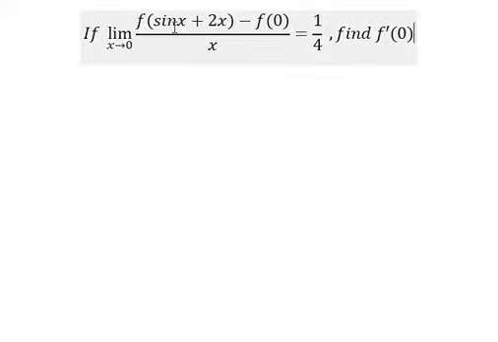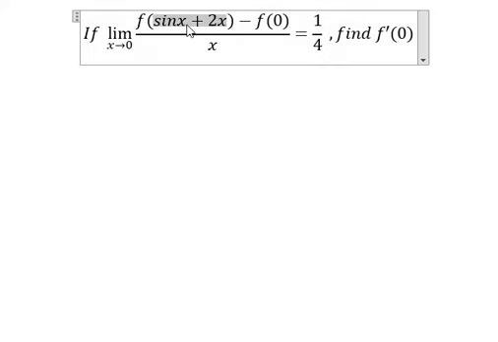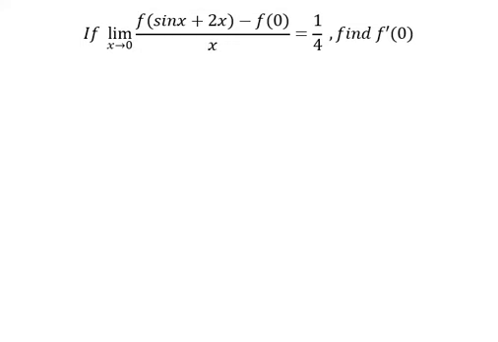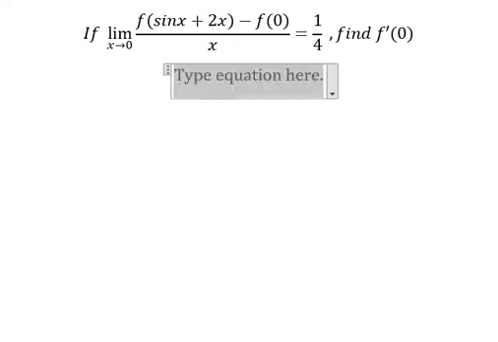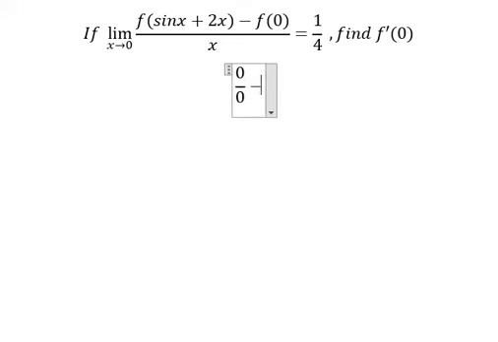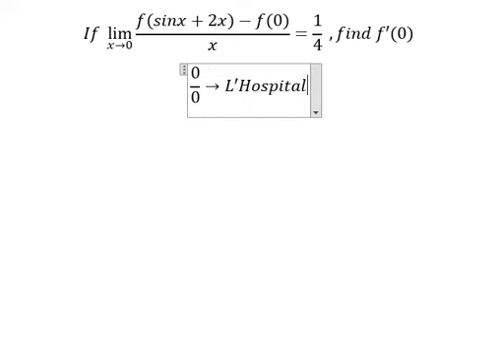If I put number 0 in here, you get f of 0. If I put number 0 in here, you get 0. f of 0 minus f of 0, you get 0. So we have 0 over 0. So we can use L'Hospital's rule in here.